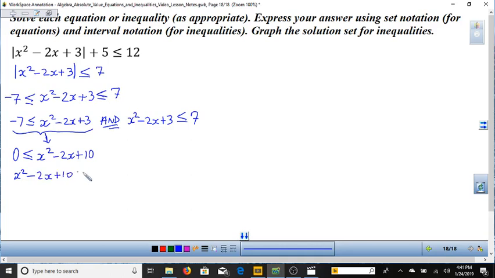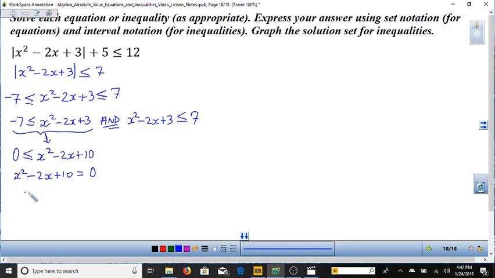Turns out that this can be factored. X minus, well, no, we cannot factor this. We can try to factor it, but it doesn't work. If this were a negative 10, it would be factorable, but it's not. So what we're going to do instead is use the quadratic formula.